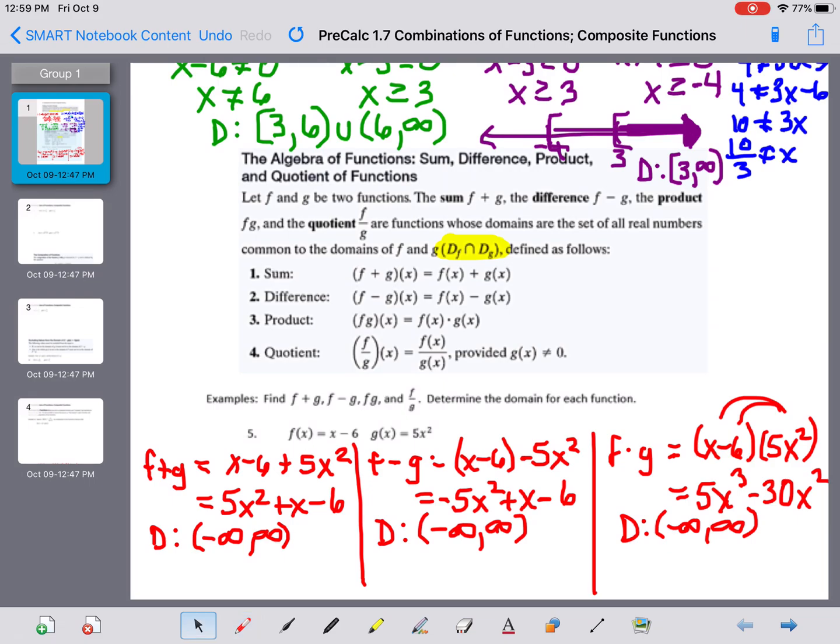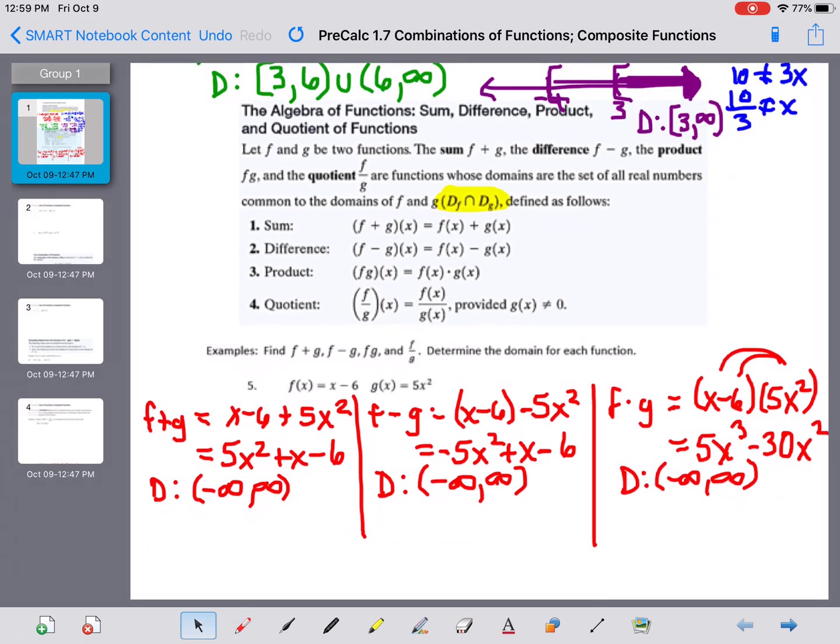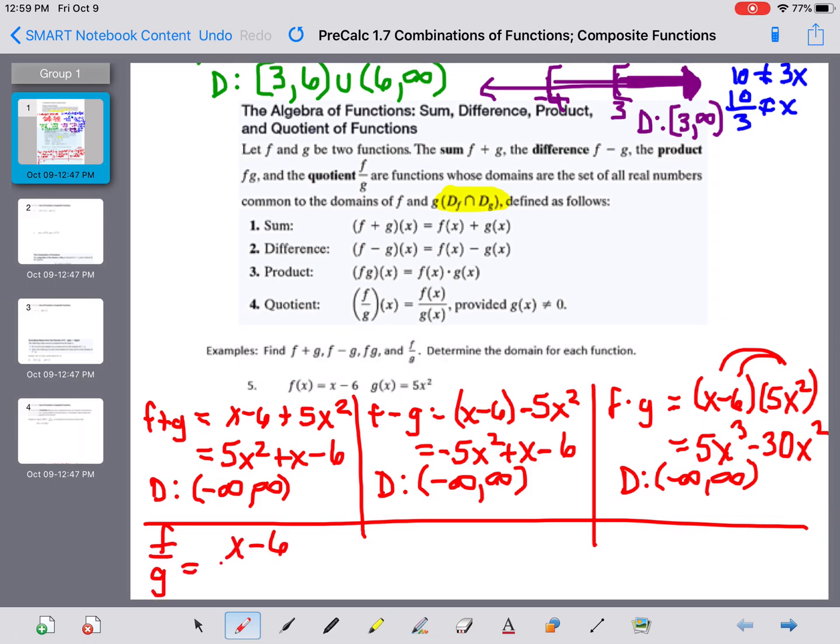Okay, the last one. And of course, I probably have no more room on my paper. Oh, I do. Okay, I lifted it just a bit. Okay, so let's try to see if we can get my f divided by g. Okay, so f divided by g, I put f on top, x minus 6 divided by 5x squared. Okay, can I do anything algebraically? No, I'm going to leave that. That is my f divided by g.